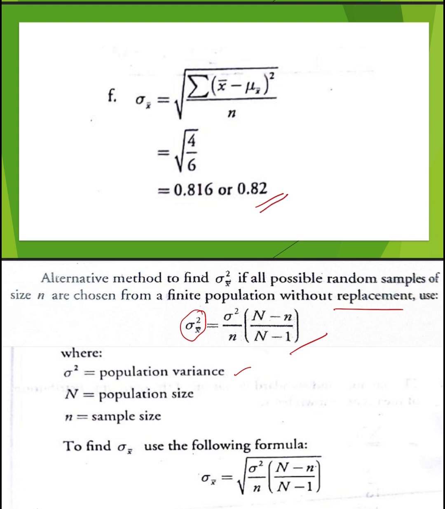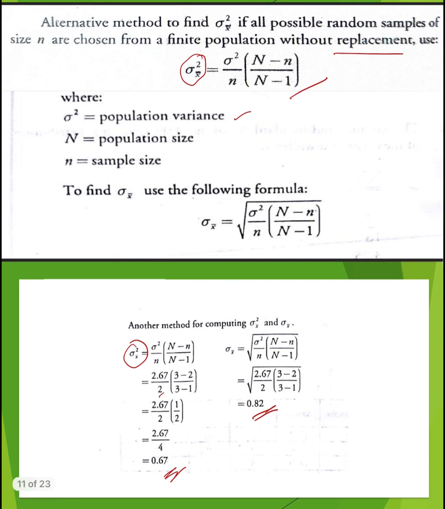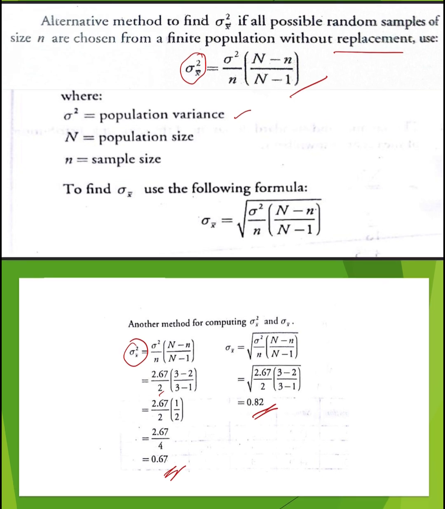Okay, 0.82. Okay, so it's up to you guys to use this alternative if you want an easy or short way to find the variance of the sampling distribution of means and the standard deviations.